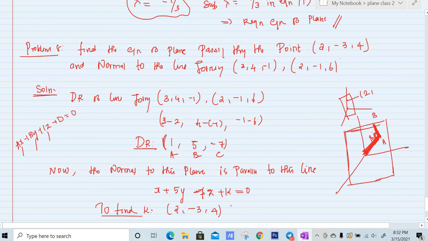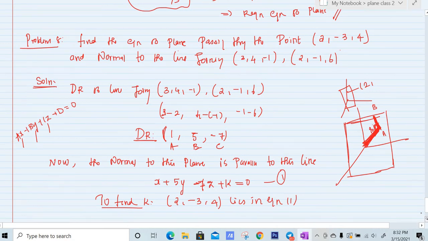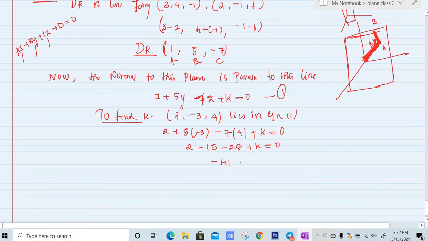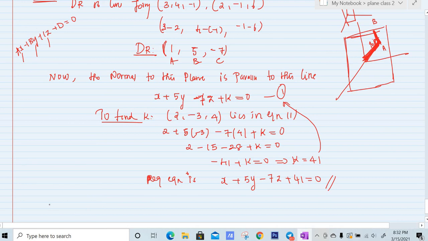Now to find k, this point lies in equation number 1. So substitute that point here to find k. So it should be 2 plus 5 into minus 3, minus 7 into 4, plus k is equal to 0. So we will have 2 minus 15 minus 28 plus k is equal to 0. So this will be minus 41, right? Minus 41 plus k is equal to 0. That means k is equal to 41. So therefore, the required equation is x plus 5y minus 7z plus 41 is equal to 0. I'm just substituting k in equation number 1. You will get this, right?